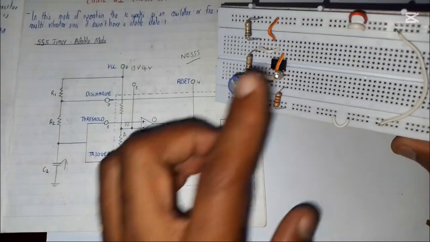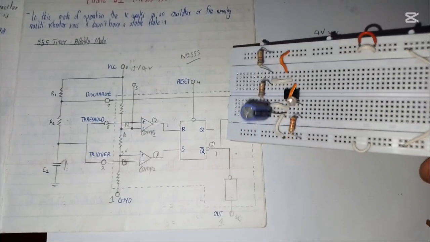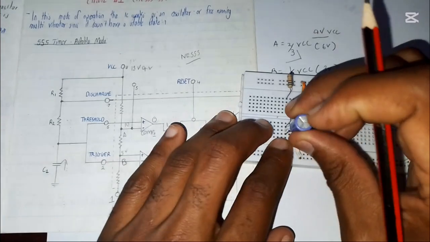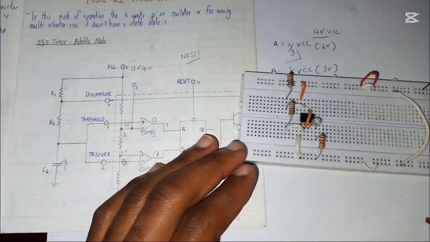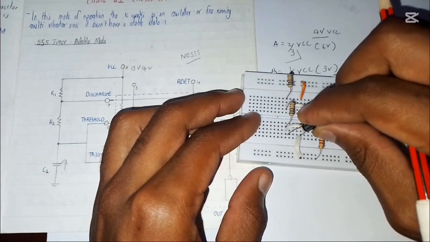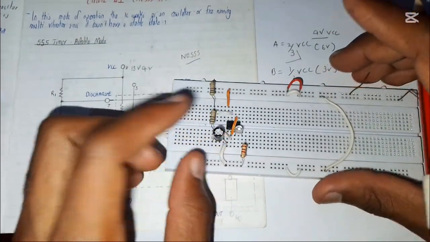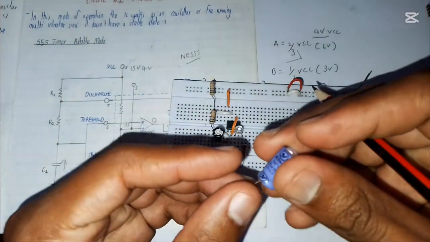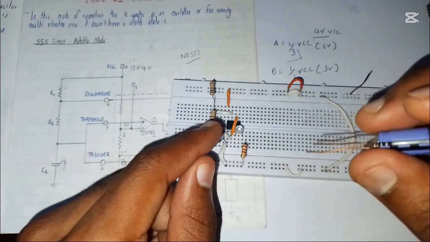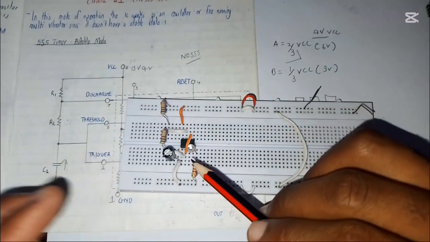So the NE555 circuit is right here. You can see this one has a very big capacitor. Let me just use a small capacitor right there. Yes, it's a 100 microfarad, still the same as this big one, only that this one has a much bigger voltage rating compared to this smaller one. Okay, so my circuit is right here.